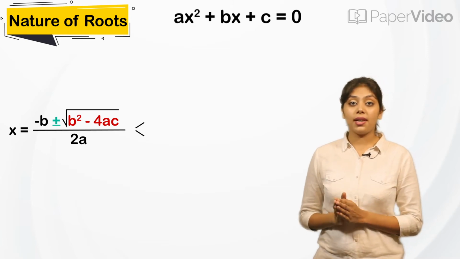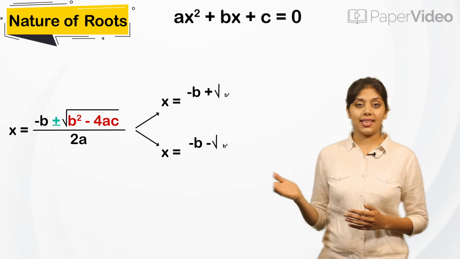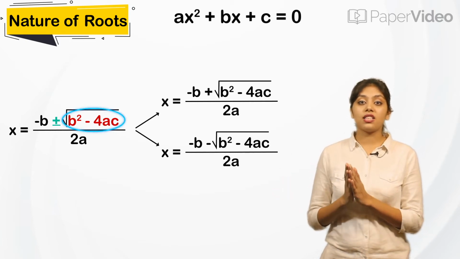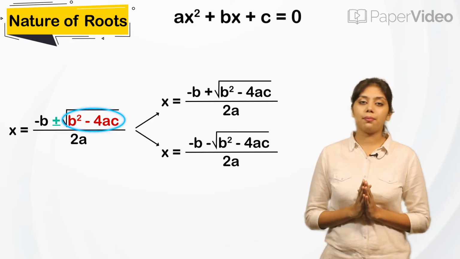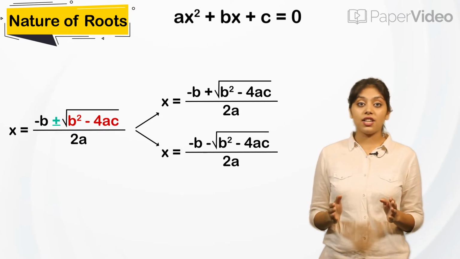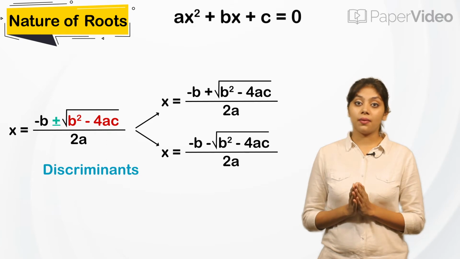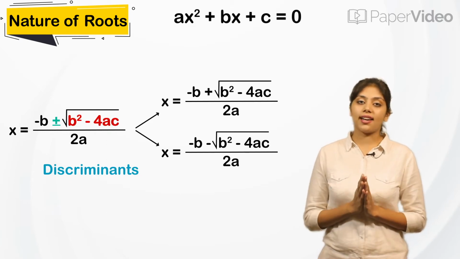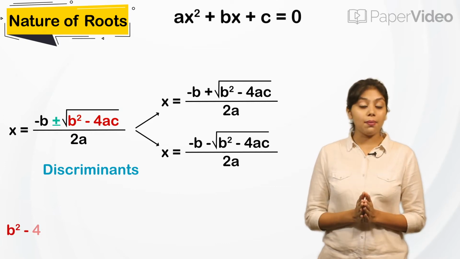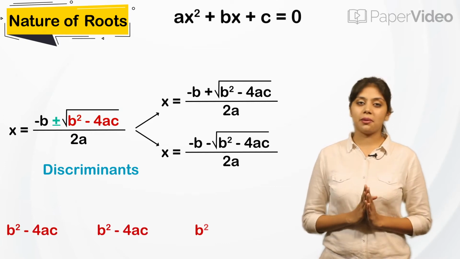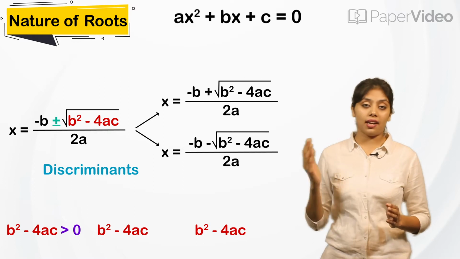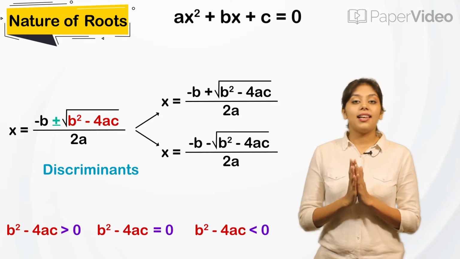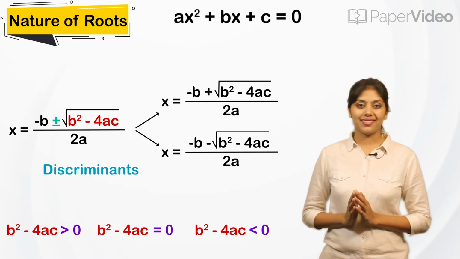Using the quadratic formula, the value of x will be this and this. The expression of b² - 4ac plays a very important role. This expression is known as discriminant. The value of discriminant defines the nature of roots of a quadratic equation. There are three possibilities for the value of the discriminant. It can either be greater than 0, equal to 0 or less than 0. Let's study each case one by one.